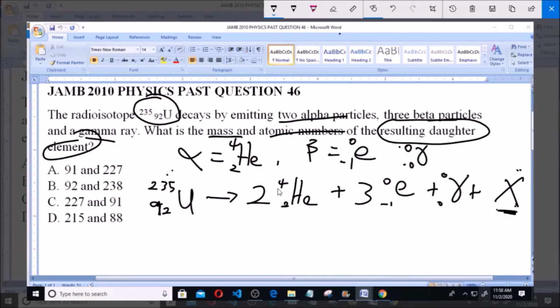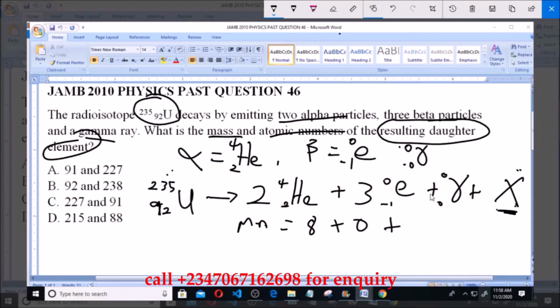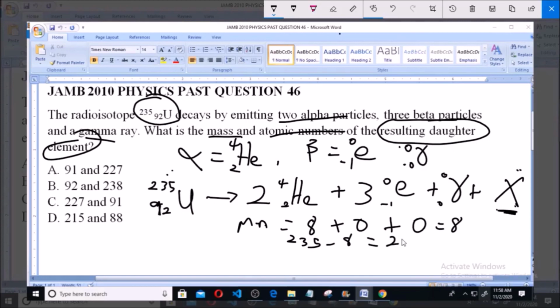Now for helium atom, 4 is the mass number, and we have 2 of it, so 4 multiplied by 2 is 8. Then for the electron, that is the beta particle, we have 3 of it, but the mass number is 0. And then for the gamma ray, it is 0, so the collective mass number on this side is 8. Now to get the mass number of the resulting daughter element, you say 235, that is the mass number of uranium, minus 8, and that is equal to 227. So this is the mass number of the daughter element.